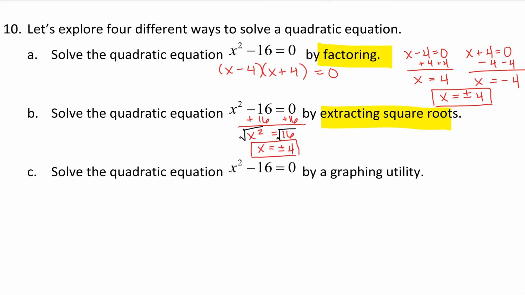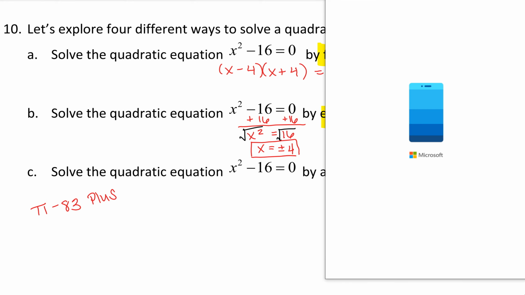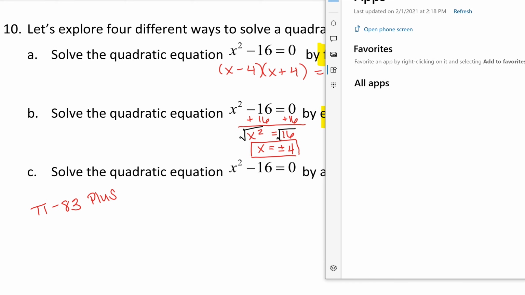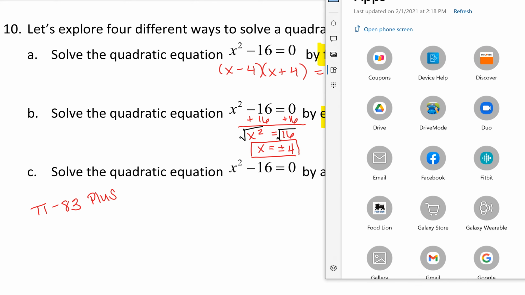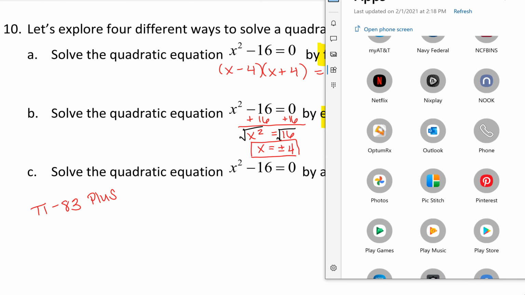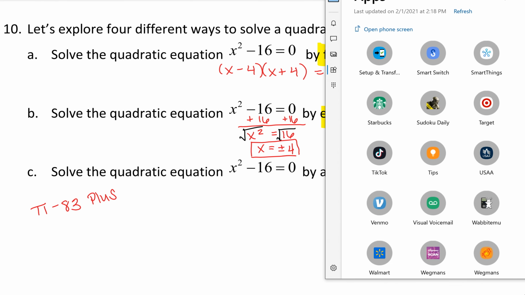Now, the last one. I want you to use a graphing utility, meaning you have to have a graphing calculator. Remember, we tend to use TI-83 graphing calculators. You can use a TI-83 or a TI-83 plus. All right. So, in order to do this, you are going to go to your calculator. So give me just a second while I get my graphing calculator set up for you.